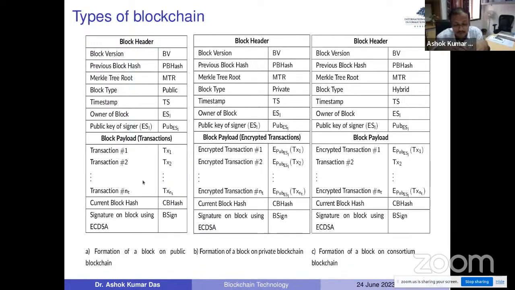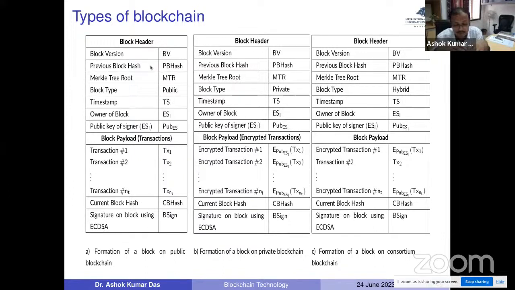And all these transactions, along with the block headers, are used to compute something known as the current block hash. The current block hash is computed using the SHA-256 algorithm on the fields pertaining to the block headers as well as the block payloads. Once we have the current block hash, we can create something known as the digital signature that we have already covered in the previous sessions, using the elliptic curve digital signature algorithm.